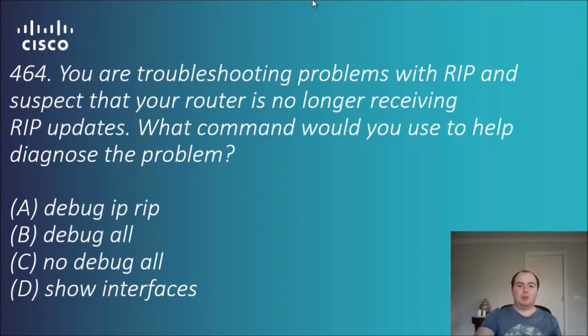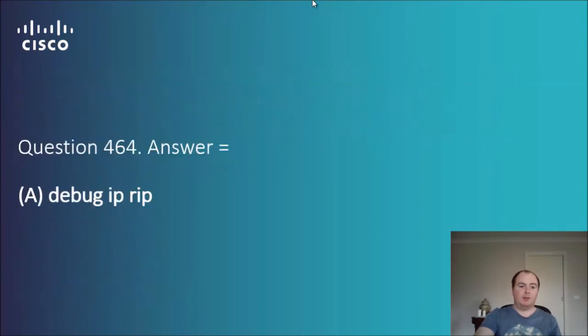464, you're troubleshooting problems with RIP and suspect that your router is no longer receiving RIP updates. What command would you use to help diagnose the problem? So we've got debug IP RIP, debug all, no debug all, or show interfaces. Okay, RIP. That would make sense for A, debug IP RIP.